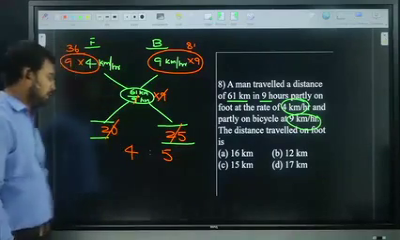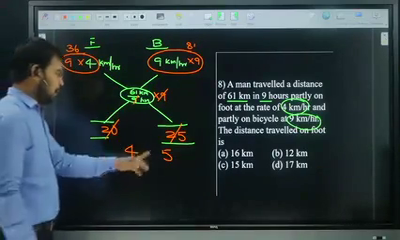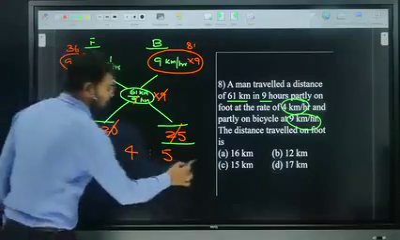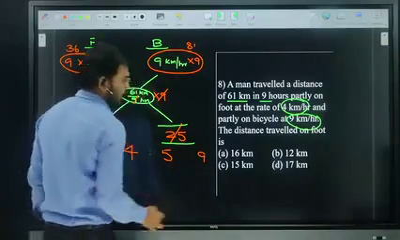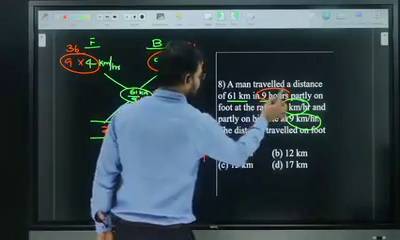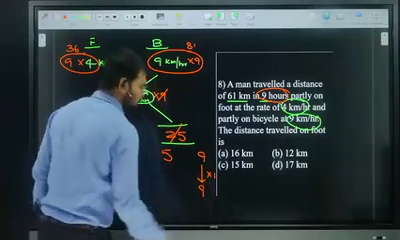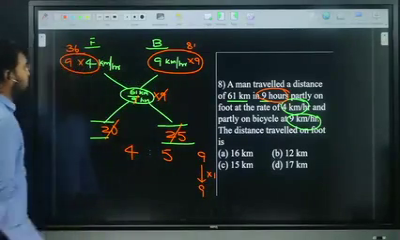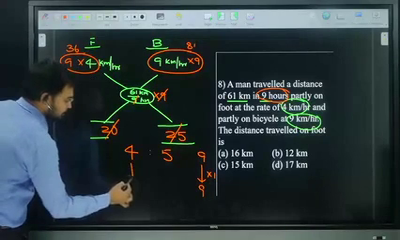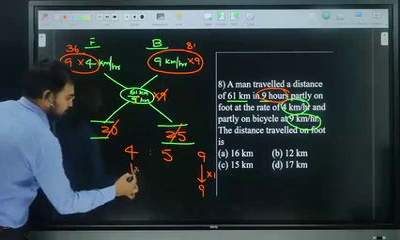4:5. So total how many parts here? 9 parts. So according to our problem also, the total time is what? 9 hours. So each part is nothing but how many hours? 1 hour. So they're asking about foot, na. Therefore, for foot, how many hours? 4 into 1, 4 hours.